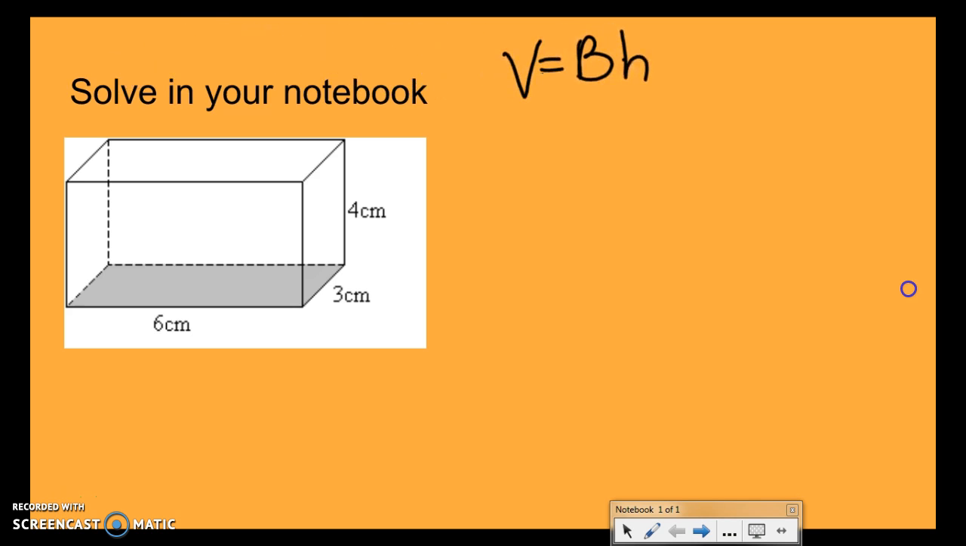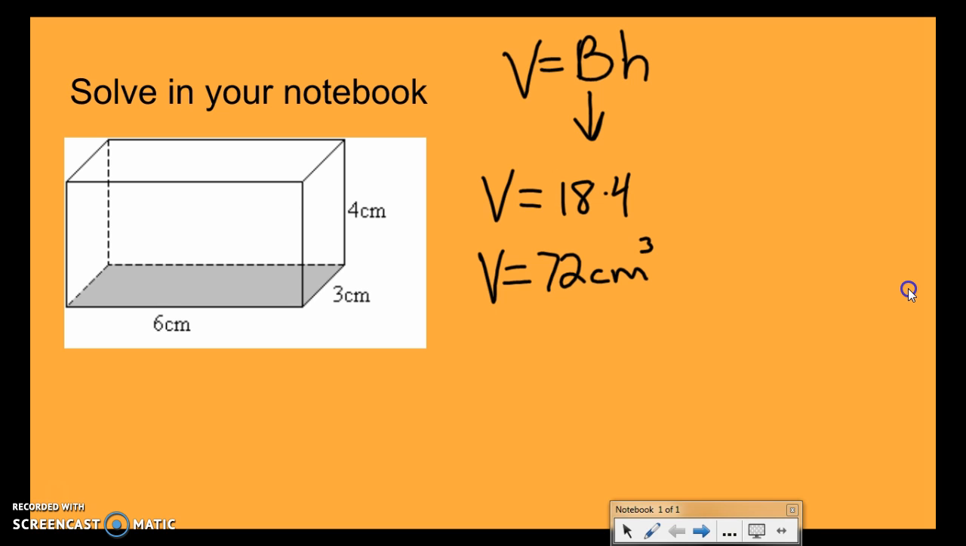It's very similar to the first one we did, but instead of actually writing out 6 times 3 times 4, we just find the area of the base. We talked about that earlier. So we just do B, which means area of the base, is 6 times 3, which is 18, times the height, which is 4. We just did this one, so it's going to be 72 centimeters cubed.